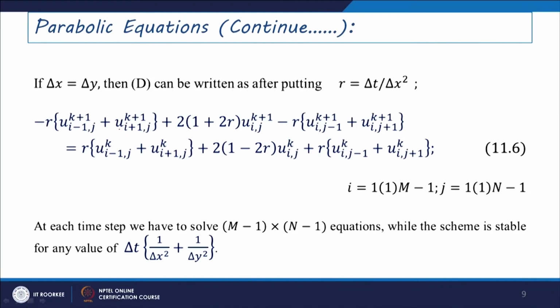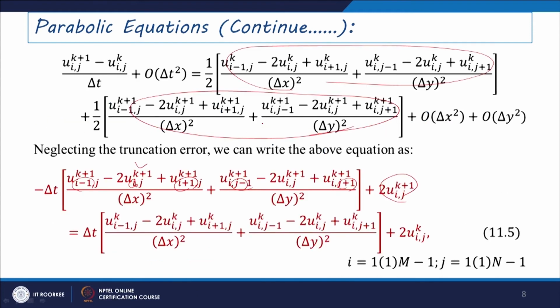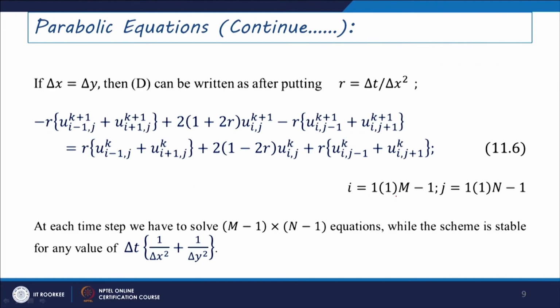So, after putting all these values, we find minus r u i minus 1 j k plus 1 plus u i plus 1 j k plus 1 plus 2 into 1 plus 2 r, since there are 4 terms present in the form of u i j to the power k plus 1. And if you see here, one term is represented as 2 u i j k plus 1 without the multiplication of the r term, which is defined as del t by del x square. That is why this 2 is present here, and minus r u i j minus 1 k plus 1 plus u i j plus 1 k plus 1 here, and on the right hand side all the known terms in the power of k are present.